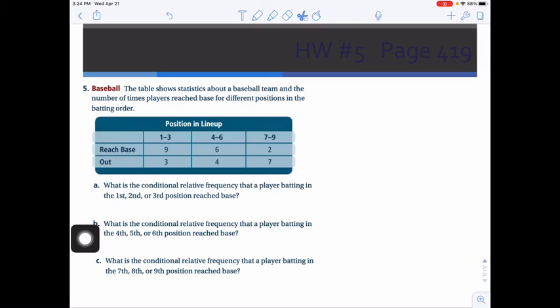Part A says, what is the conditional relative frequency that a player batting in the first, second, or third position reached base? Part B says, what is the conditional relative frequency that a player batting in the fourth, fifth, or sixth position reached base? And part C says, what is the conditional relative frequency that a player batting in the 7th, 8th, or 9th position reached base?